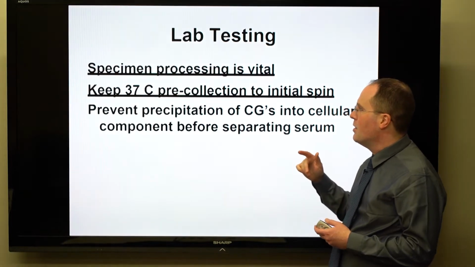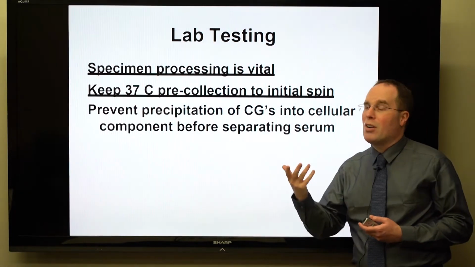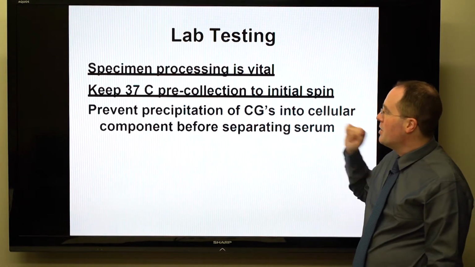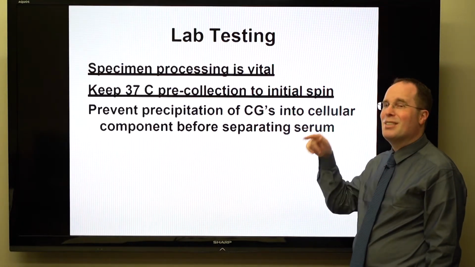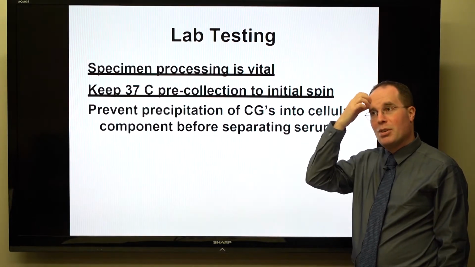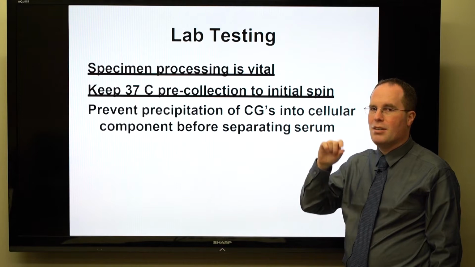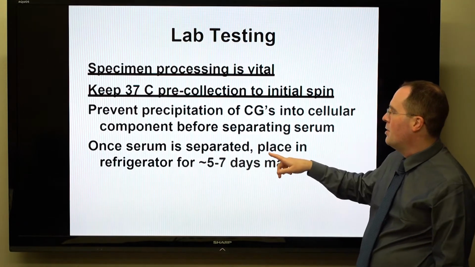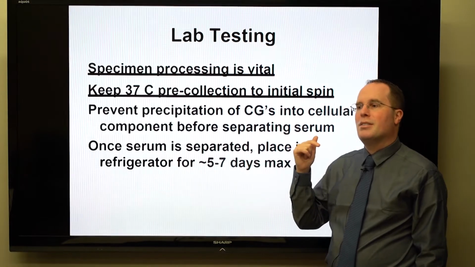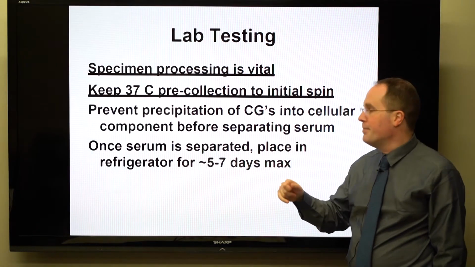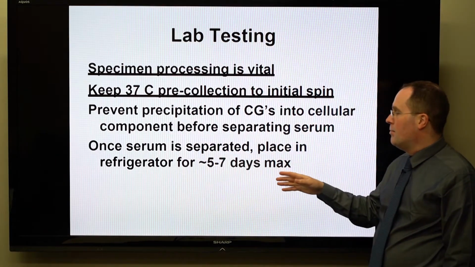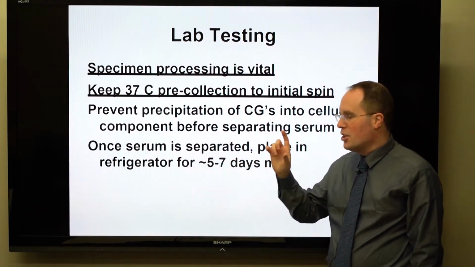Why do we want to do this? Well, think about it. This is cryoglobulins, right? They precipitate at cooler temps. So we want to prevent precipitation of these cryoglobulins into the serum before we separate the serum, right? Because those pictures I was showing you, it was just the serum. There were no cells there. So we don't want to lose any cryoglobulins in the cellular component that would cause a false negative. Does that make sense?